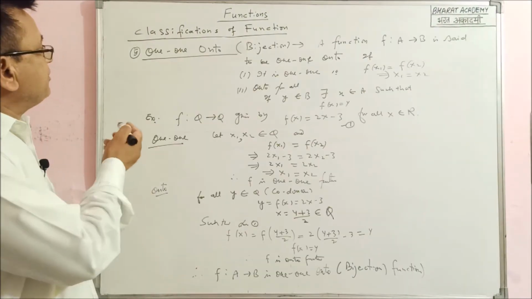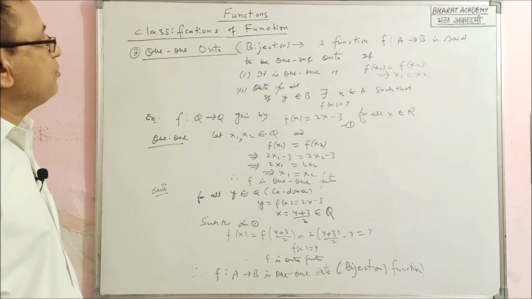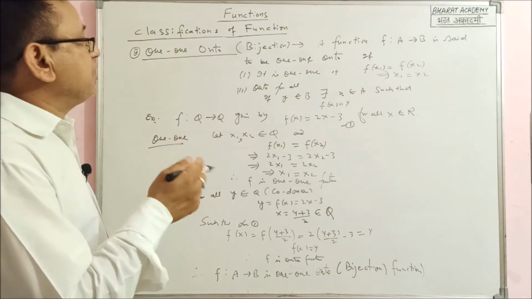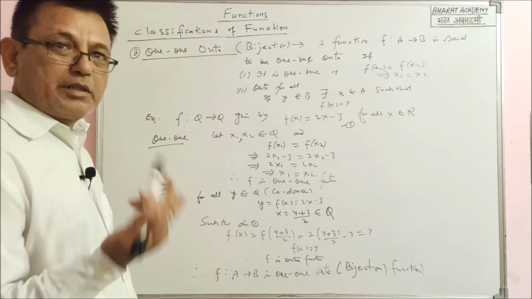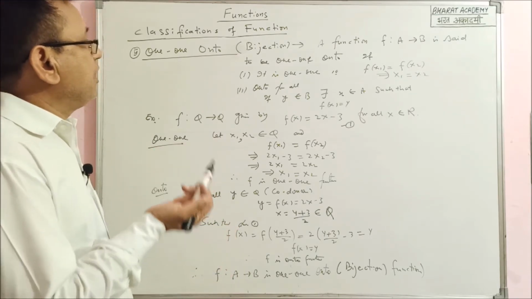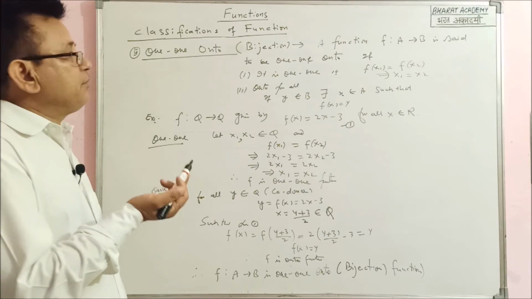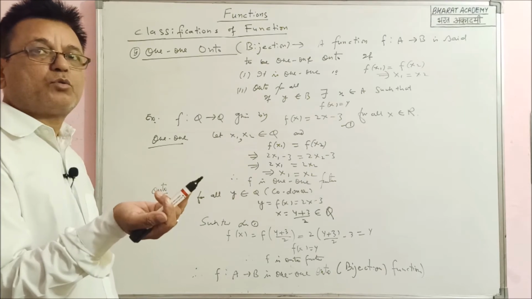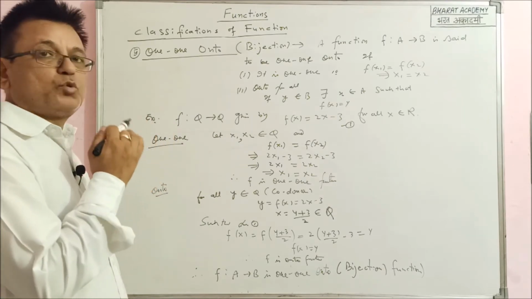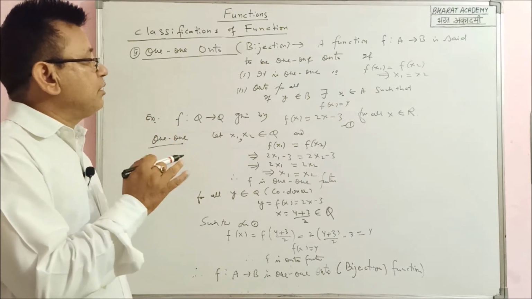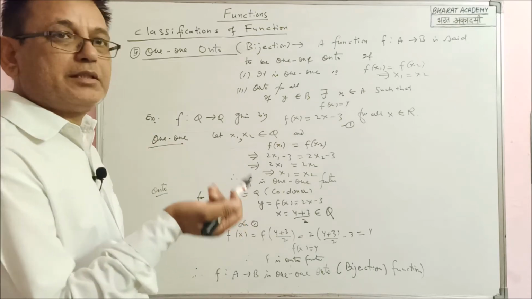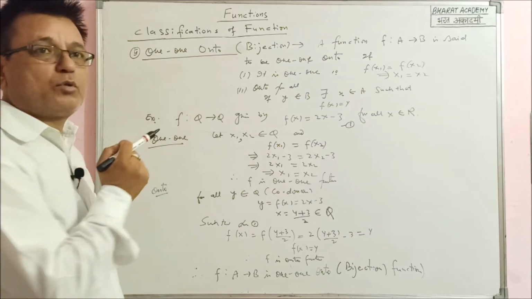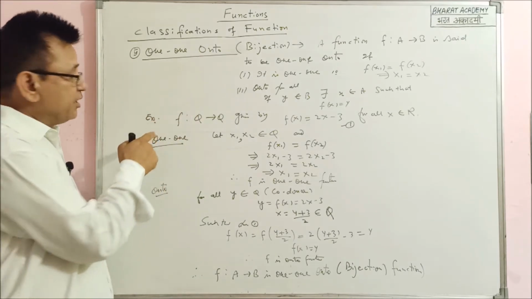Now student, the fifth type of function is one-one onto. It is also called a bijection function. A function from the set A to B is said to be one-one onto. Clear from the definition that f should be one-one, meaning f(x1) equal to f(x2) implies that x1 equal to x2. Second, it should be onto: for all y belonging to B, there exists x belonging to A such that f(x) equal to y. So I will explain it by this example.